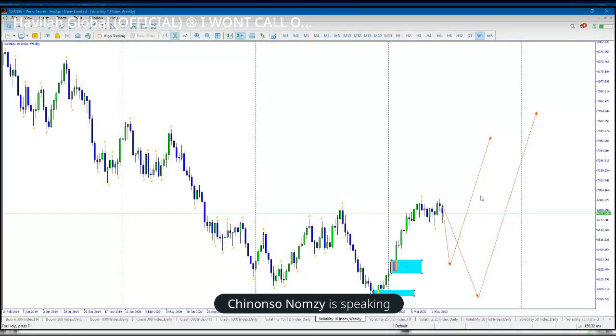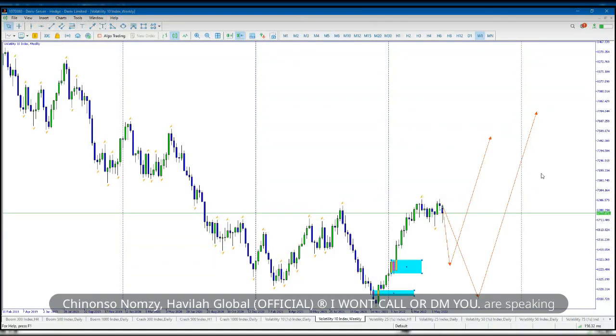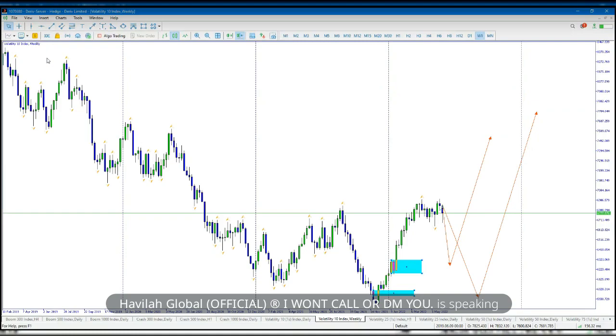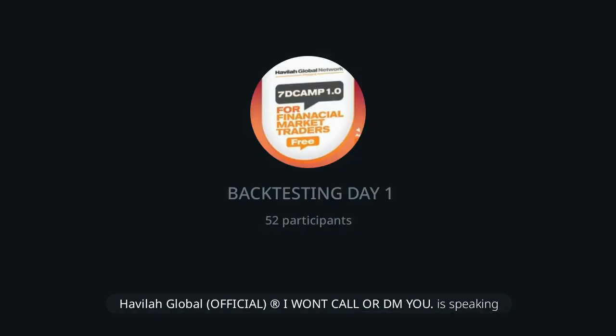What asset is this, please? You asked what asset this is. This is V10. We are looking at V10 today.